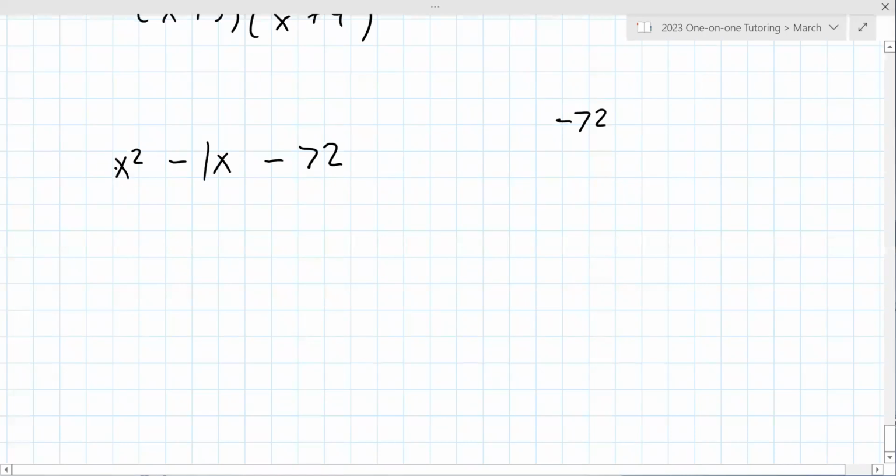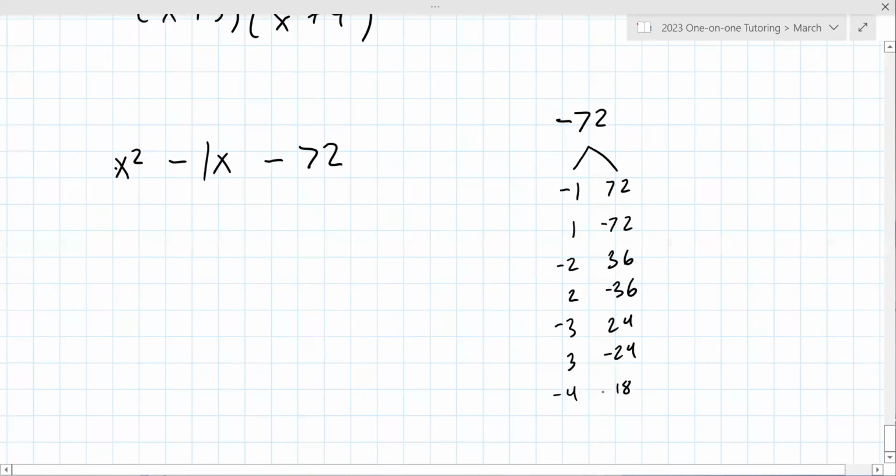So -72 is the number we're focusing on, and you write all the numbers that multiply to -72. So it's -1 and 72, 1 and -72, -2 and 36, 2 and -36, -3 and 24, 3 and -24, -4 and 18, 4 and -18, -6 and 12, 6 and -12. And then the last ones here are -8 and 9, 8 and -9. What do we want the numbers to add up to this time?